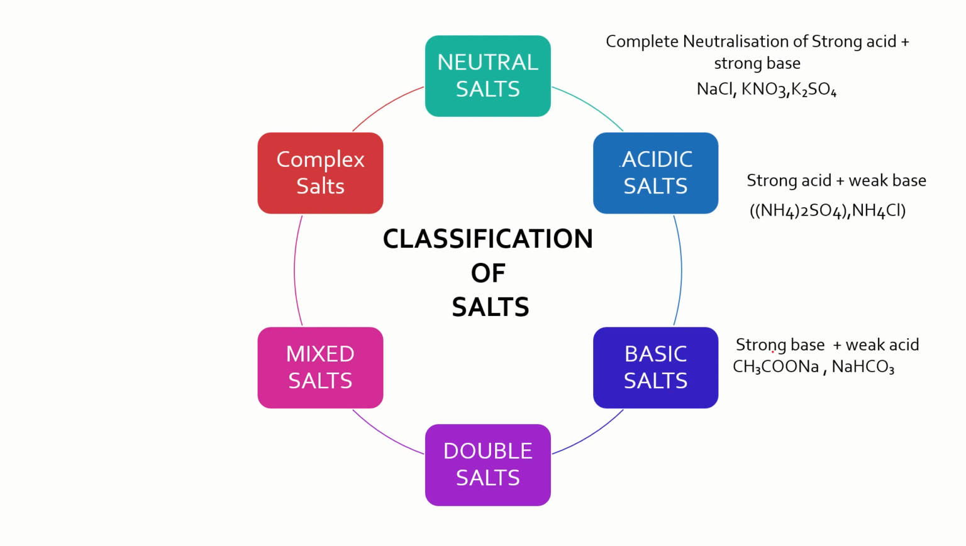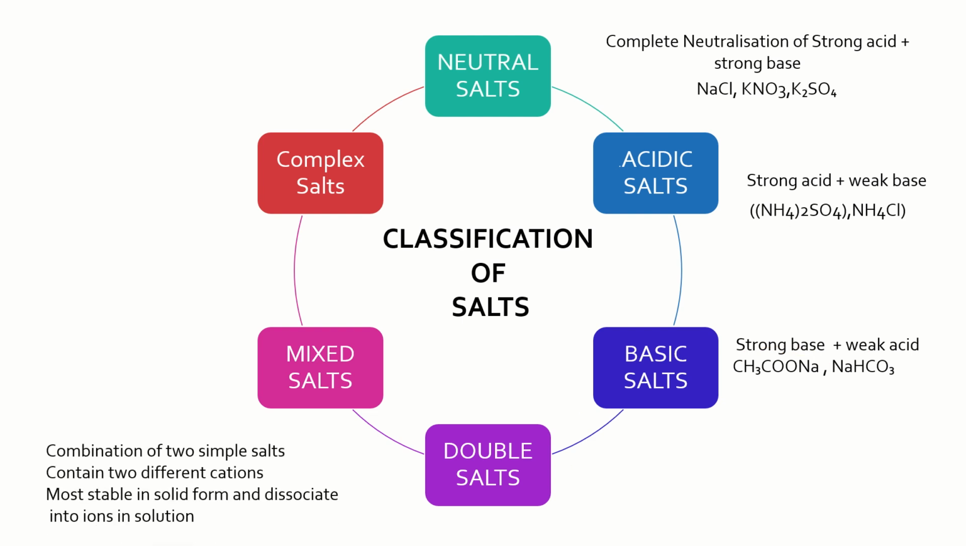Basic salt, when the salt is formed by a strong base and a weak acid. For example, this is sodium acetate. It is formed by the neutralization of a weak acid and a strong base. That is why it is a basic salt. So water is removed and CH3COONa salt is obtained.